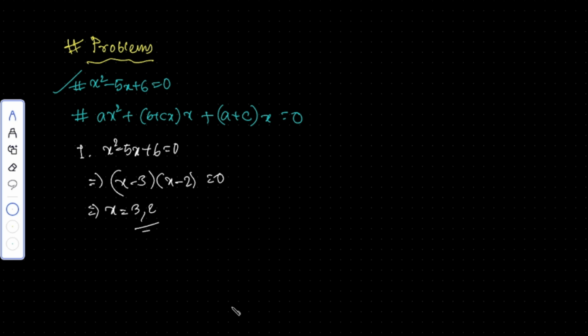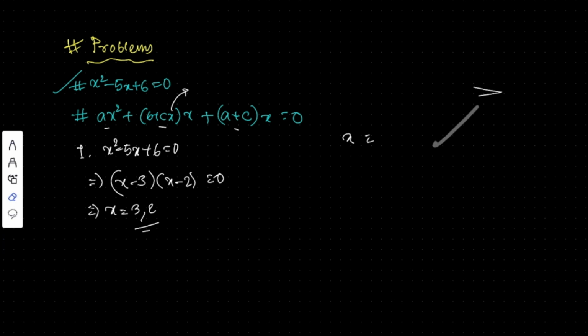The second problem is a bit tricky one. You might be saying it's in the form ax square plus bx plus c. But no, see here, there's a variable in between, and a variable cannot be there. No variable should be there. Remember this.